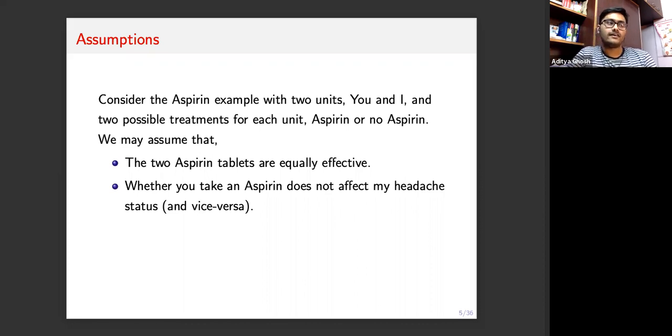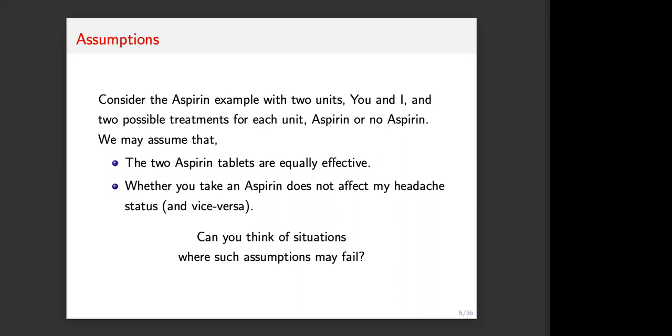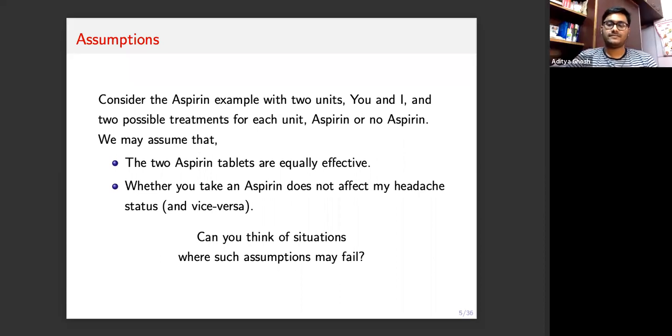For example, can you think of any situation where such assumptions may fail? The first one is easy, I think, because the two aspirin tablets can be of different brands, or to take the worst case, one of the aspirin tablets is expired. Then the first assumption does not hold. Now, can you tell any scenario where the second assumption fails? Passive smoking can be an example. Yes, passive smoking can be an example.